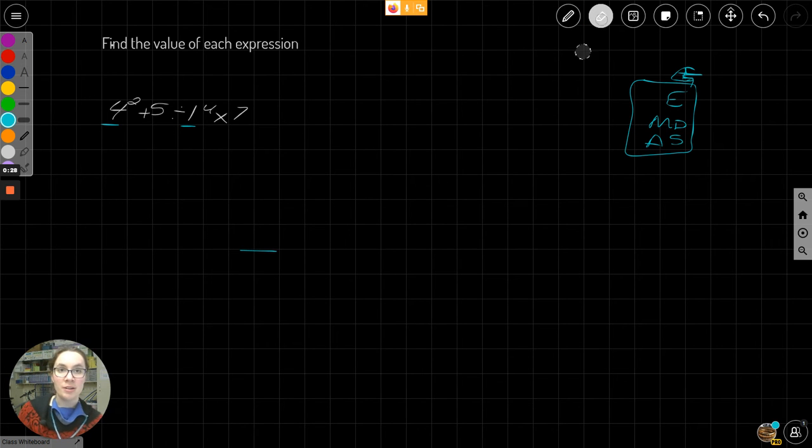So we are going to start by solving our exponents, which there are two of. We have 4 squared plus 5 divided by 1 to the power 4 times 7. We're going to start with our exponents. We have 2 exponents, it looks like. We have 4 squared.